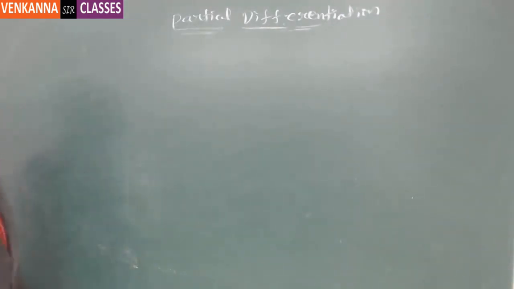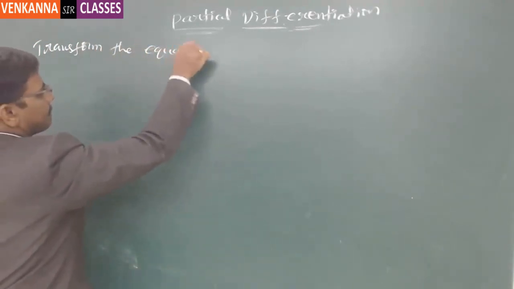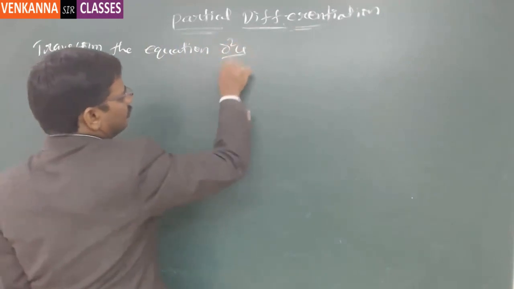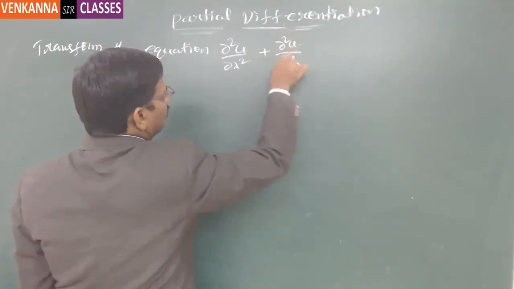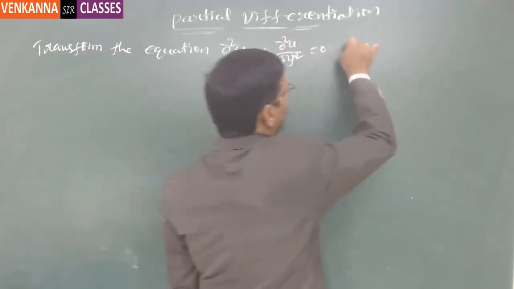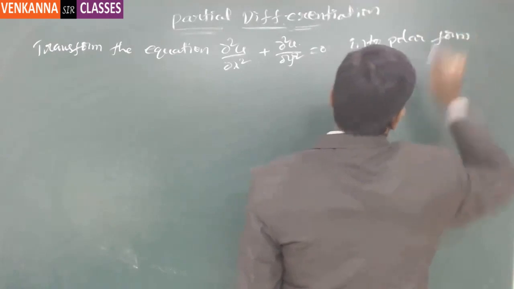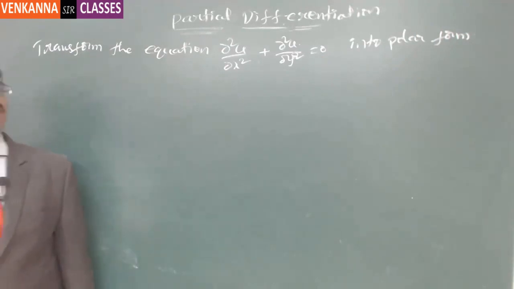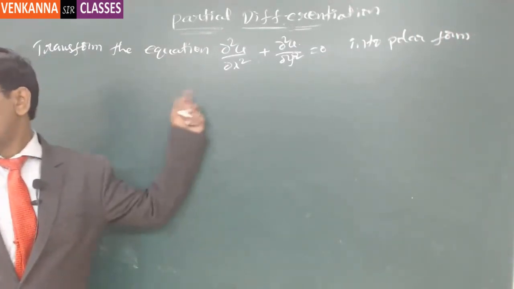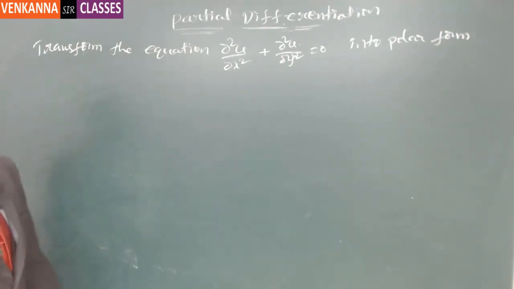Transform the equation ∂²u/∂x² + ∂²u/∂y² = 0 into polar form. Down the line, especially in fluid dynamics, we are going to use this polar form of the Laplace equation rigorously at multiple locations. So try to convert this into polar form so that you will be able to remember that equation. You don't need to remember the derivation, but you definitely need to remember the equation.